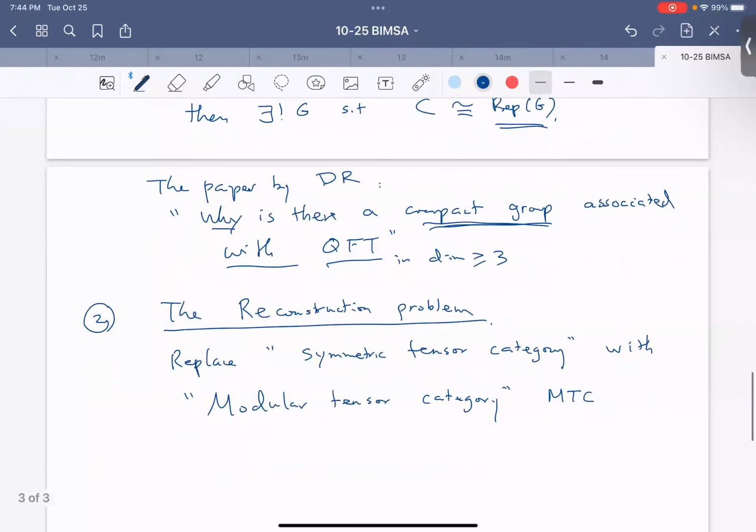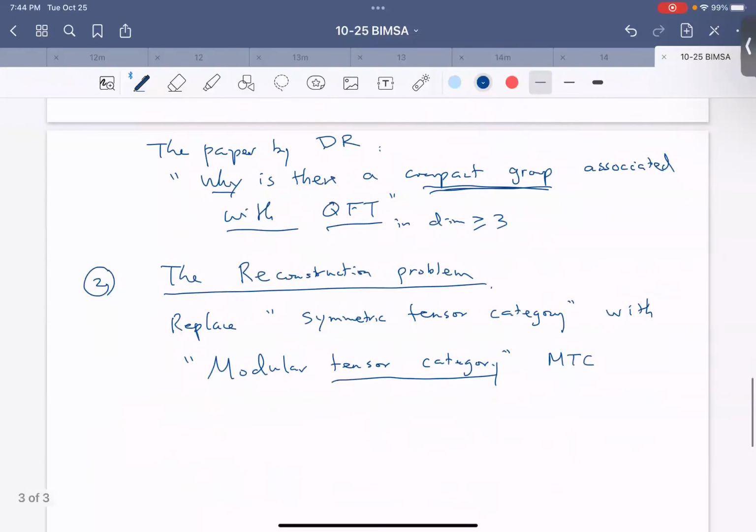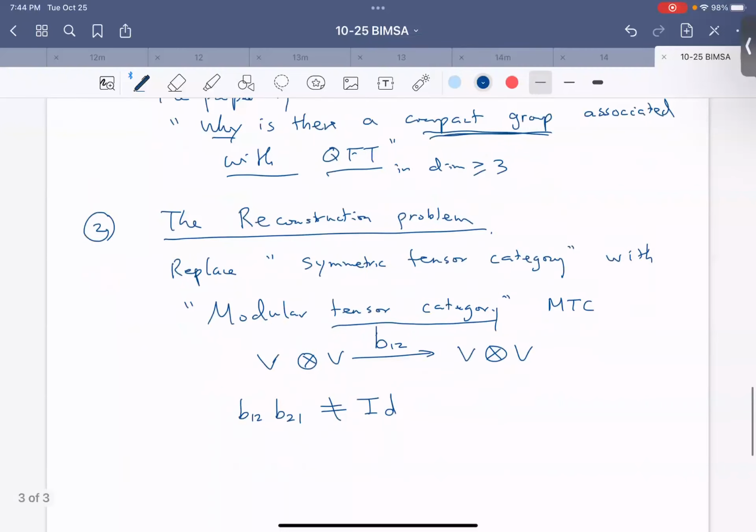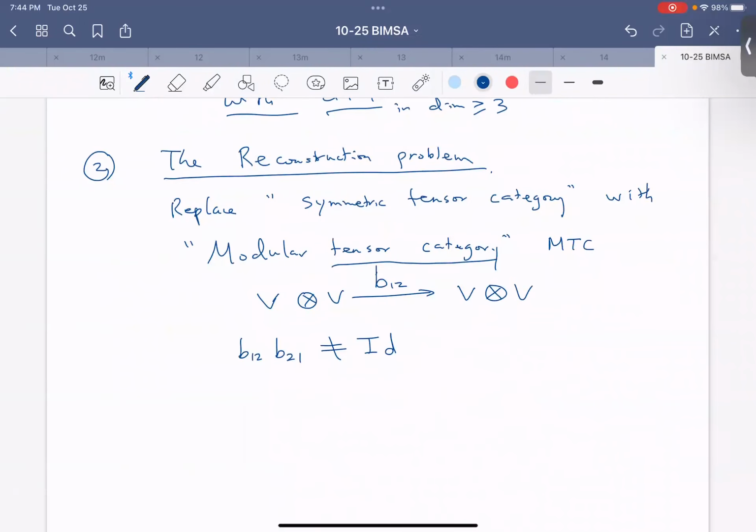Okay, so this is a tensor category with very rich structure. So one distinguished feature of this modular tensor category is that we still have V tensor V, and there is a morphism between these two. Let's write B12. Okay, but this B12 squared is no longer the identity. Okay, it's not going to be just a flip as in the case of the symmetric tensor category, and together with some axioms. For instance, the most important one is probably the non-degeneracy of this S matrix. Okay, so there's some similarity, but it's very different from the symmetric tensor category.